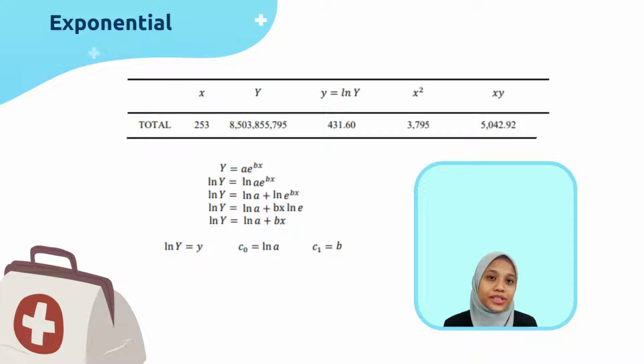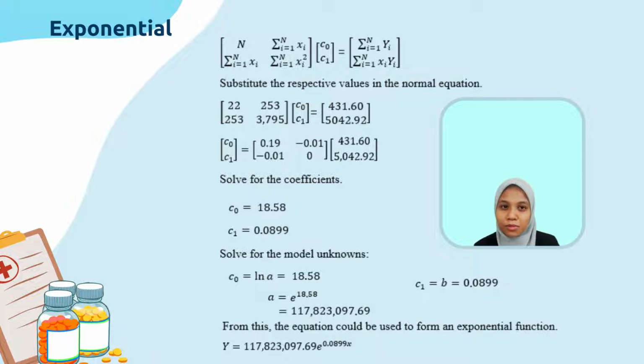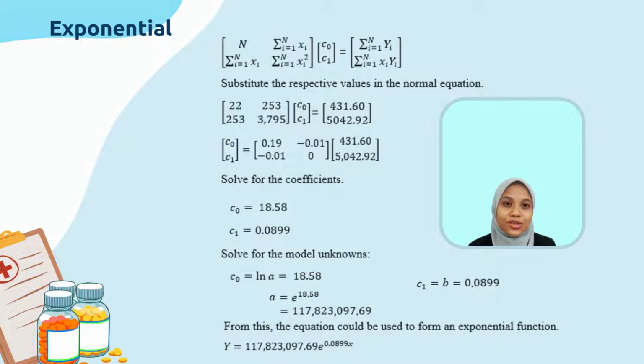As we can see from the general equation of the exponential, we need to linearize the data to find A and B. The table shows the values that will be applied for the exponential function. After we linearize, we continue with the same steps as before. Then we get the C0 and C1 values and solve them. From that, the exponential function can be created.